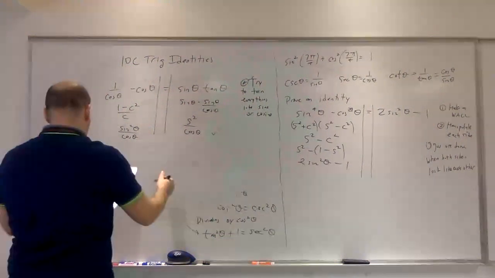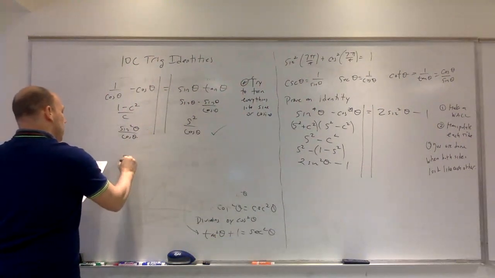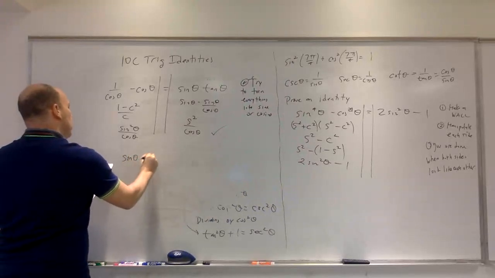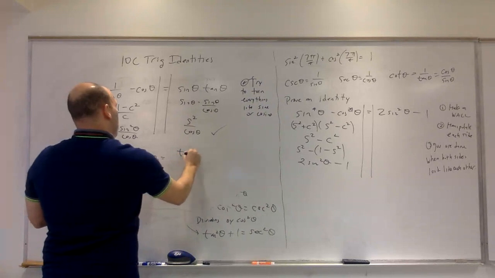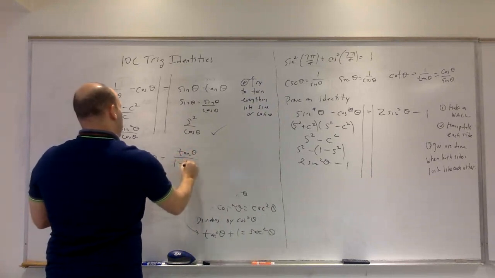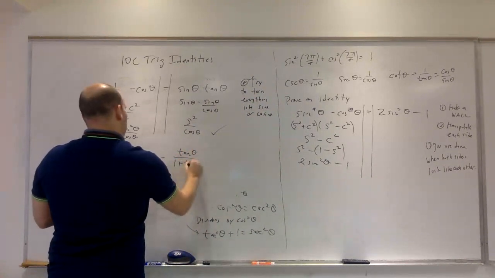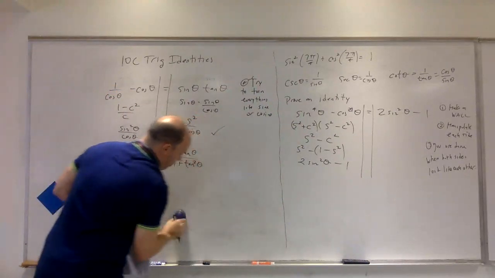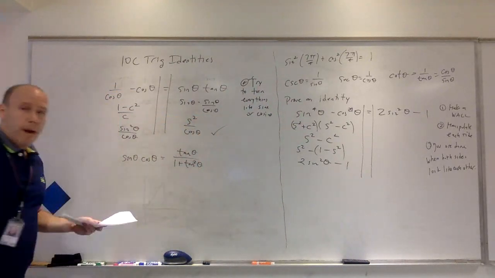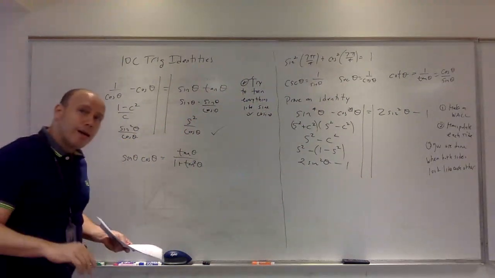Here is another one. Try this one. Let's see. Sine theta times cosine theta is equal to tangent theta divided by 1 plus tangent squared theta. So try that one on your own. Think about it. Okay, now we're back.